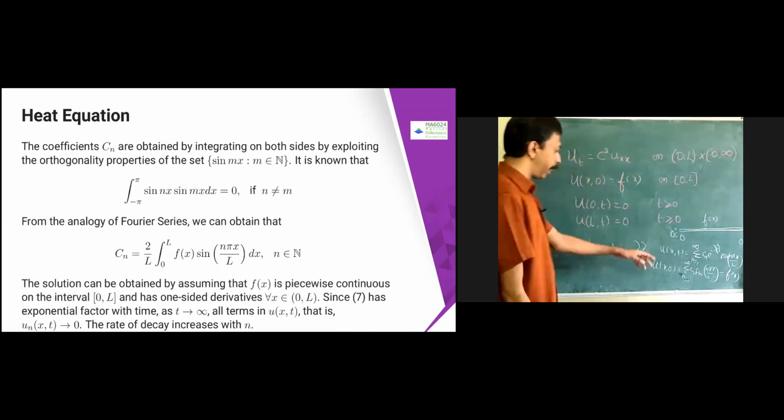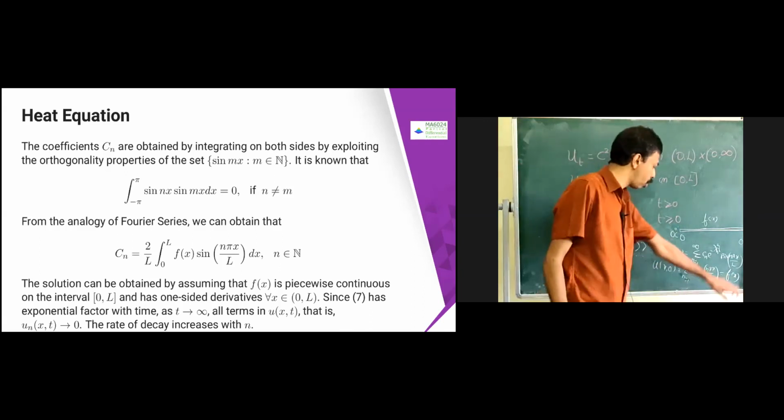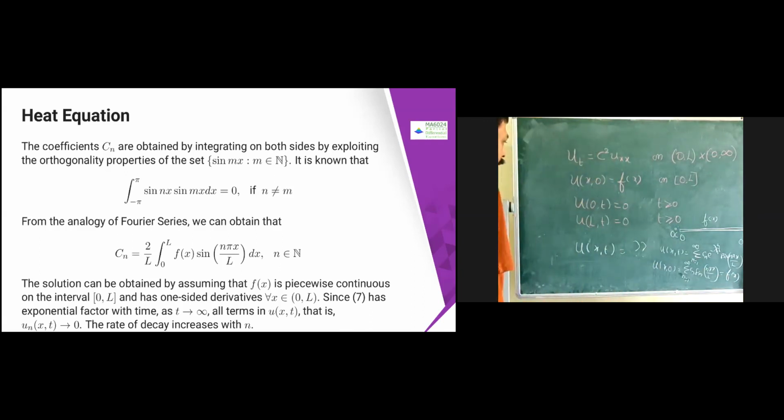Now I can integrate. I take these two and integrate them. If I integrate from 0 to L, these are some of the Fourier theory results which you can apply. If I integrate from 0 to L sin n pi x by L into f of x, what it will give you is that everything will become 0 except n equal to m.